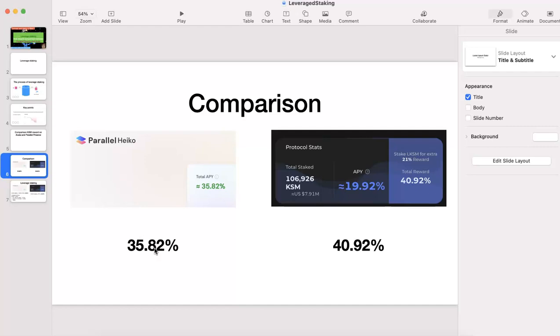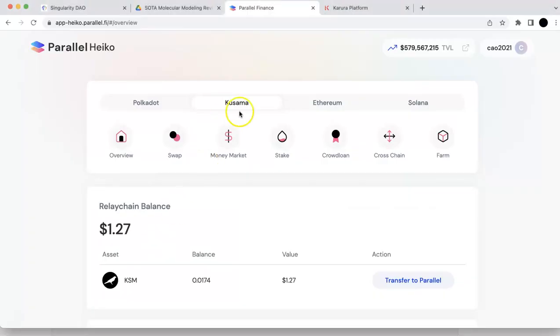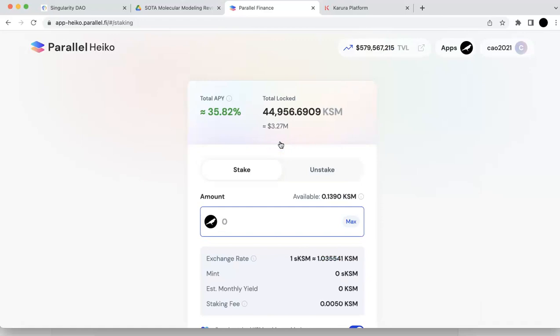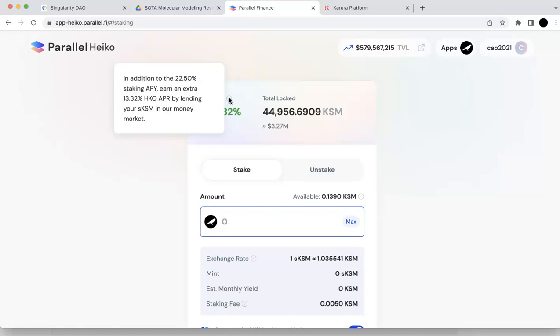If you go to the website, this is the Parallel Finance website. If I click stake, you will see the APY has 22.5 for the staking, and another actual HKO APR. So basically you can lend. If you stake the KSM, they give you the SKSM, and with the SKSM you earn some actual HKO. So in total, it will be 35.82.